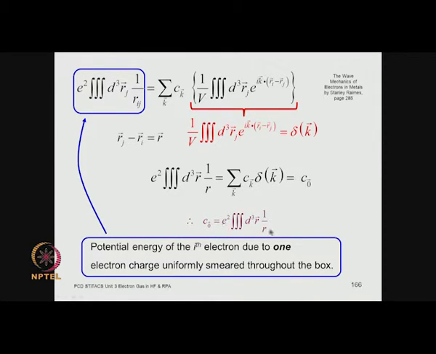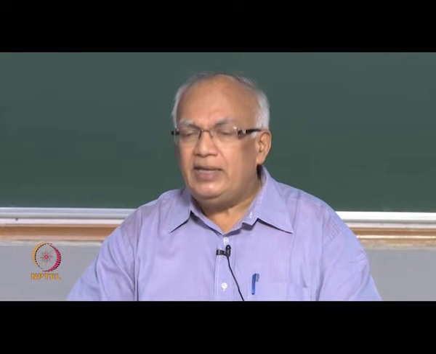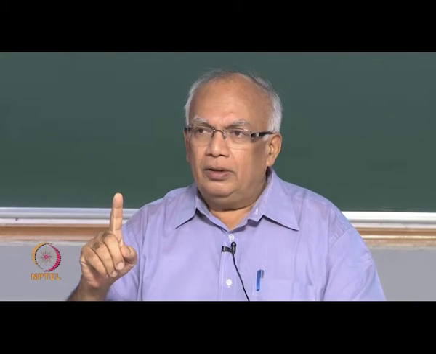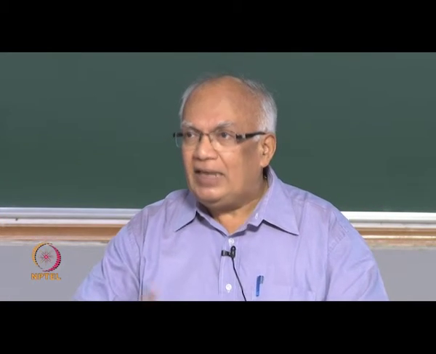What is C0? What is this? This is nothing but the potential of the ith electron in the field of the jth electron, as if the jth electron is smeared over the whole box. The jth electron is not at a particular location, it is smeared over the whole box. The potential energy of the ith electron due to just one electron, but that one electron is smeared over the whole box at a uniform charge density. So, that is what we get for C0.